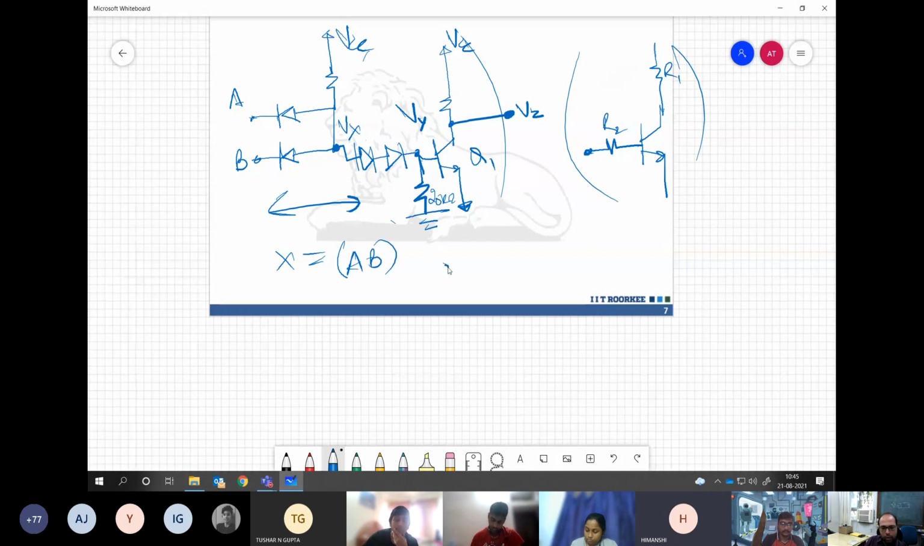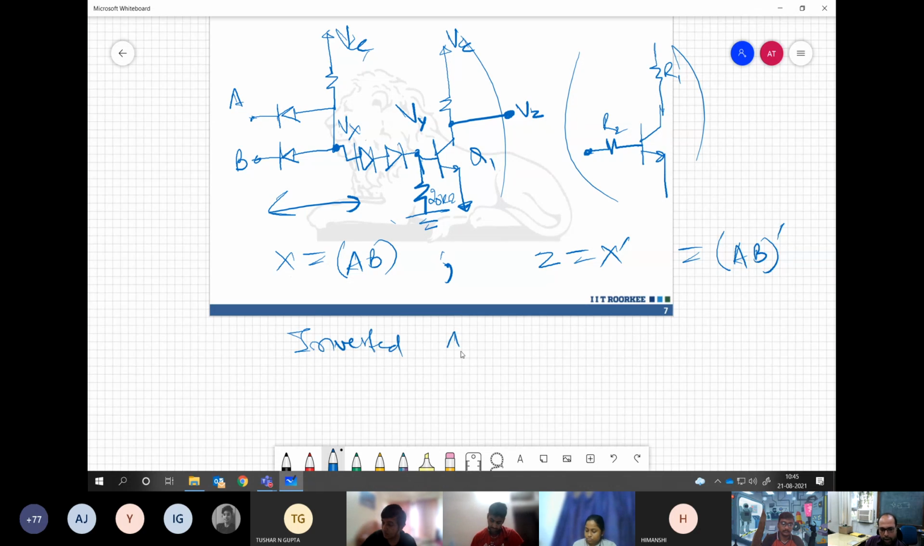Now when you feed this X to this transistor, it is getting inverted. So Z is basically the inverted X. What we are realizing is Z equal to NOT of A and B. This is what is called inverted AND logic. Why we are using these additional diodes, we will see in a short while. So this is also called a NAND gate. Am I clear?